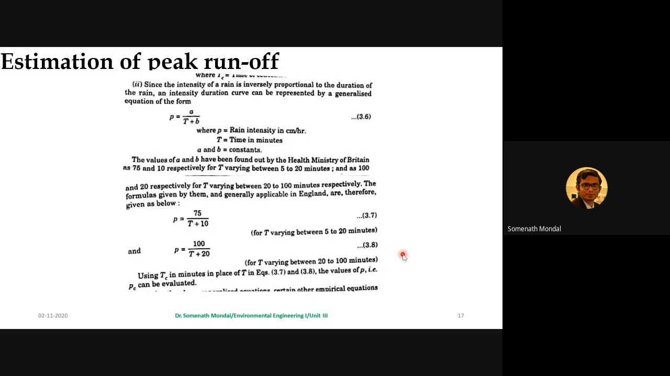The values of A and B can be obtained from the standards given by any standardizing authority. In this case, you can see that the values were given by the Health Ministry of Britain as 75 and 10 respectively, with T varying between 5 to 20 minutes.